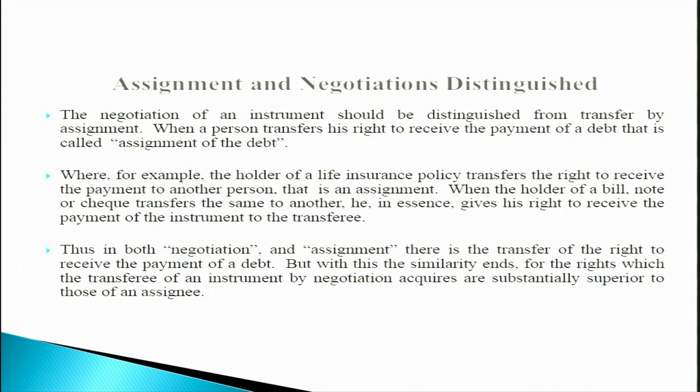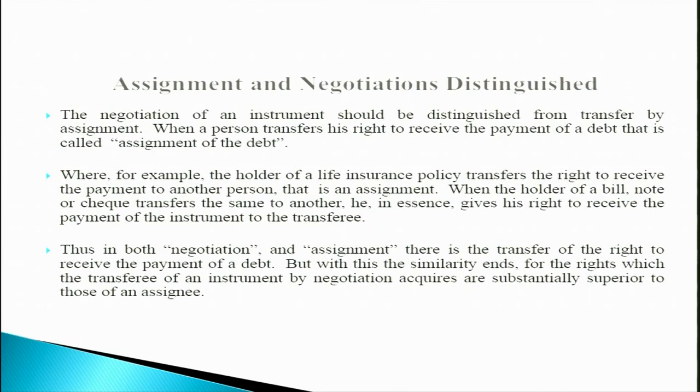Assignment and negotiation distinguished. The negotiation of an instrument should be distinguished from the transfer by assignment. When a person transfers his right to receive the payment of a debt, that is called assignment of the debt. For example, the holder of a life insurance policy transfers the right to receive the payment to another person, that is an assignment.